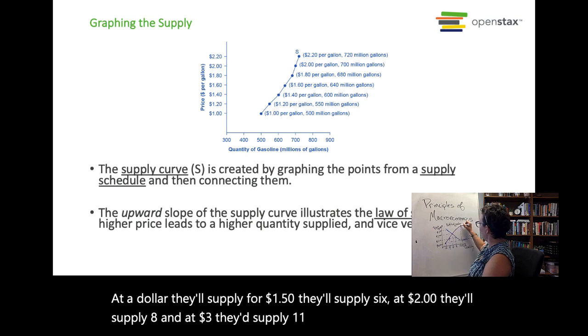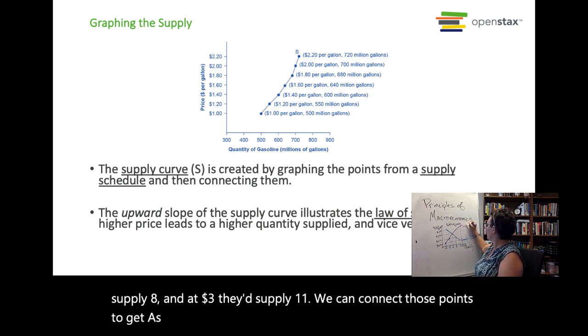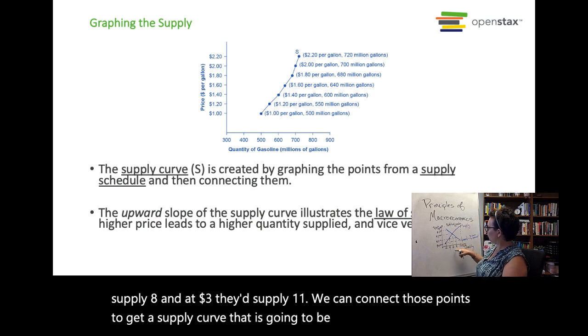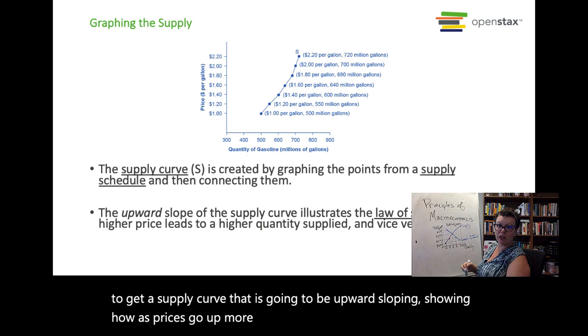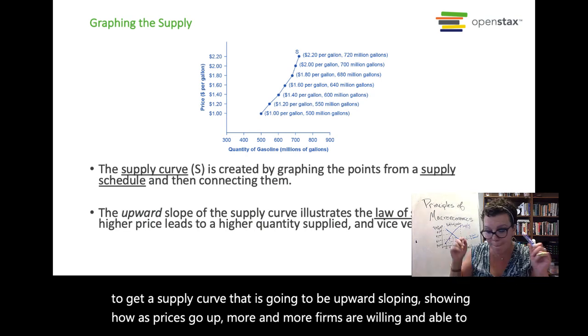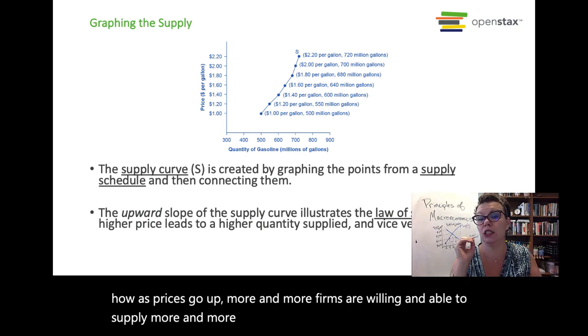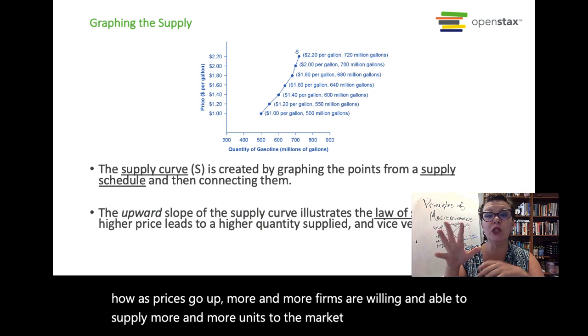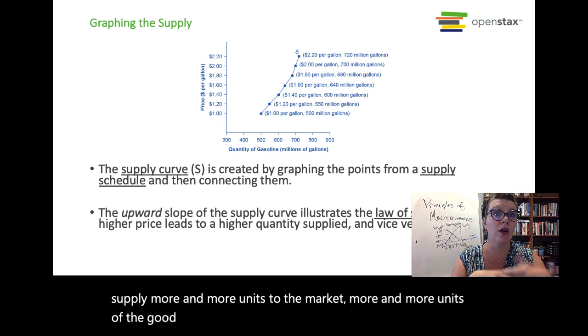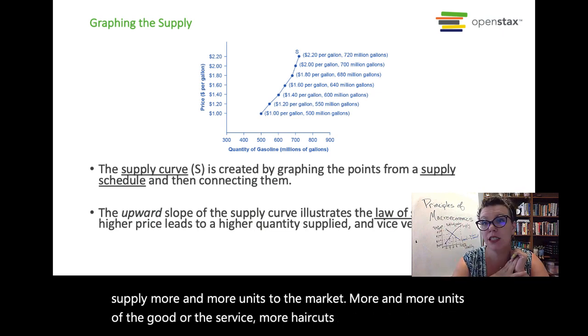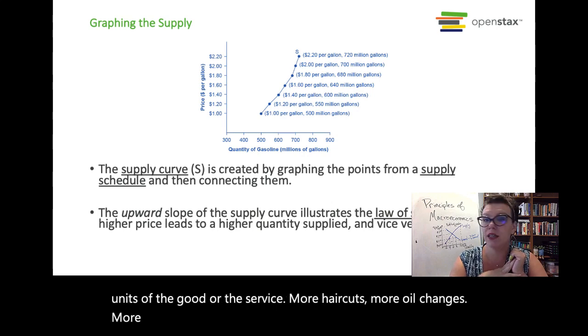We can connect those points to get a supply curve that is going to be upward sloping, showing how, as prices go up, more and more firms are willing and able to supply more and more units to the market. More and more units of the good or the service, more haircuts, more oil changes, more pizzas, whatever.